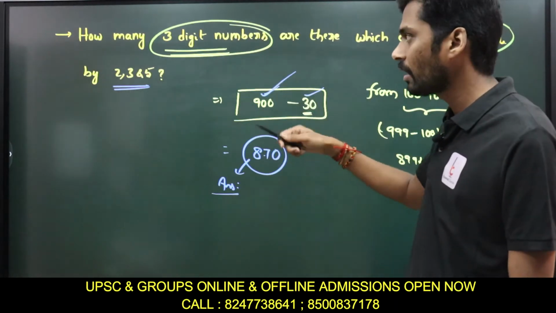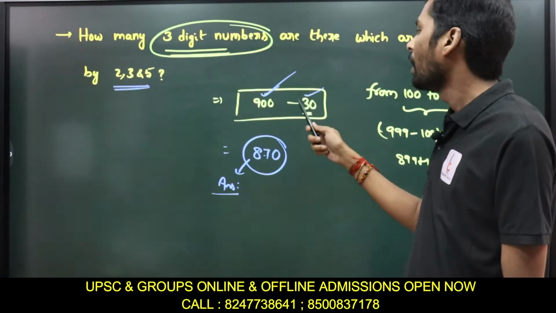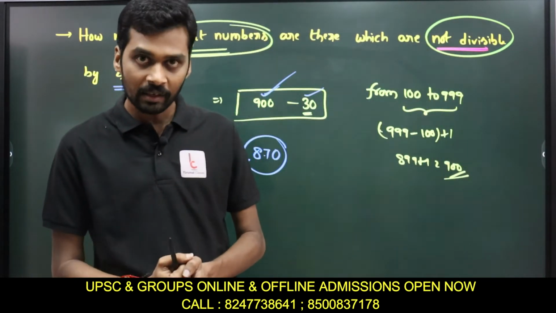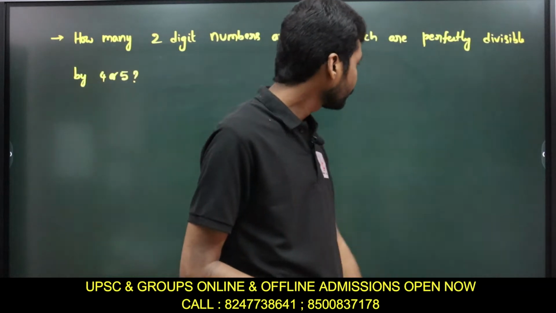First you take the total numbers from one number to another number. From this you have to subtract the number of numbers which are divisible by a particular number. Is it clear? Okay, let's go to the next problem.